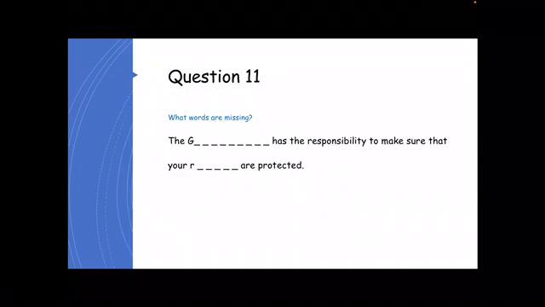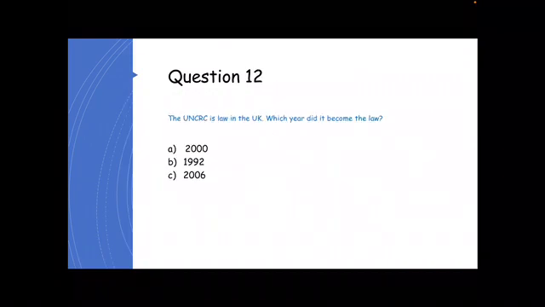That's quite a challenging one as well. Just have a guess if you're not sure. And the final question, number 12, is the UNCRC is law in the UK. Which year did it become the law? Was it A, 2000, B, 1992, or C, 2006? That one, if you didn't know this already, might just be a guess. Okay, but you will find out the answers at the end.